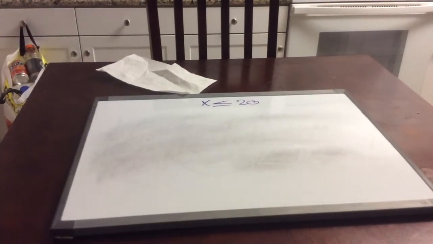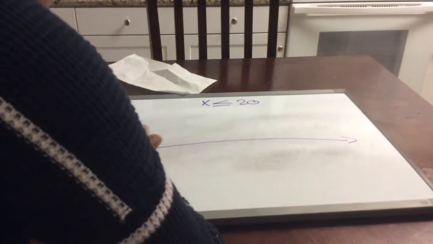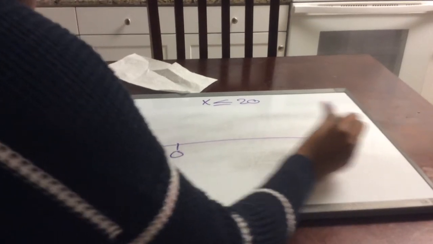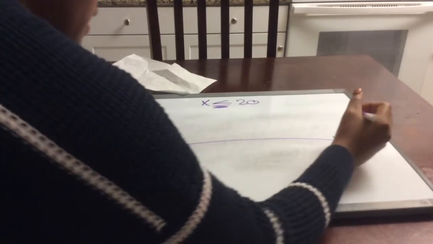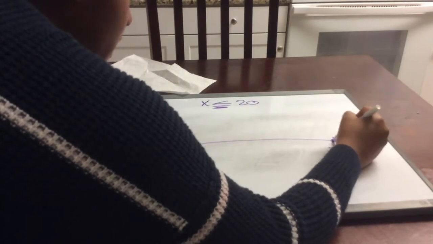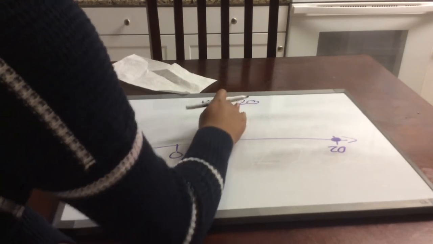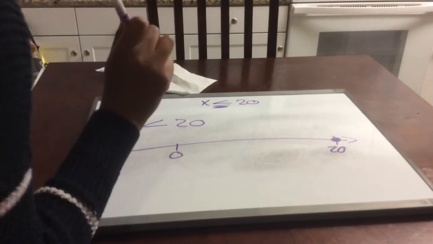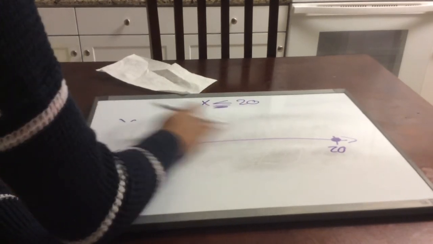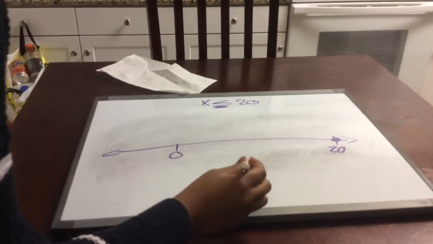So I'm going to show you guys how to graph it on a number line. Here is our number line. We have 0 here and 20 here. Since this line right here means equal to, it's going to be a closed circle because it includes 20. If it didn't include 20 and it was just like this, it would be an open circle. But here we have that it is equal to or less than, so it's going to be a closed circle.